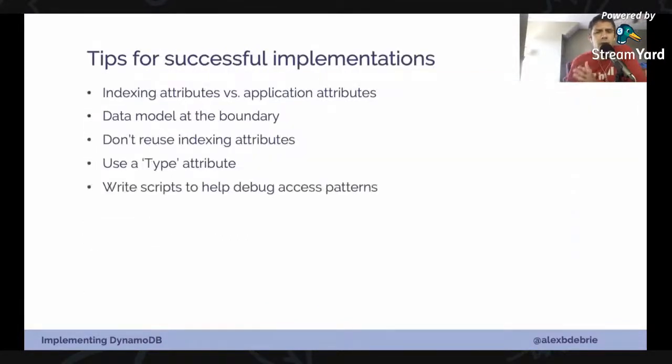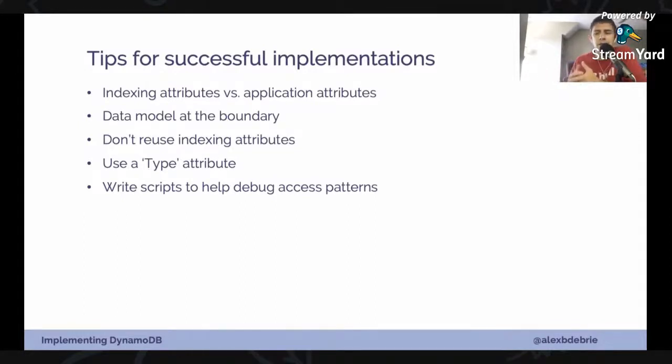So I think that's going to help a lot for you if you have that type attribute on there. The next tip I have for you is write scripts to help debug access patterns. So, I'm talking about, these items are going to be arranged in particular ways to help handle your access patterns, and it's going to be kind of funky. It's a little harder to just browse than it is in a relational database where it looks like tables and like an Excel spreadsheet or something like that.